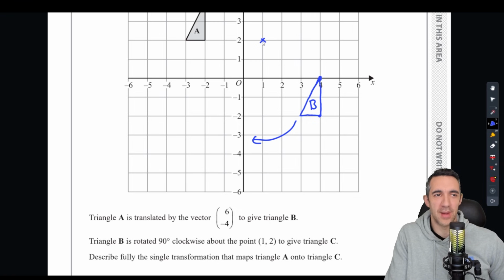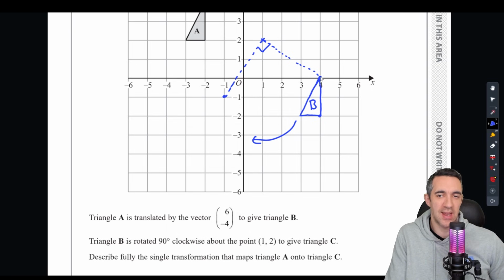You guys could obviously do tracing paper in your exam. So what I would do, if I join my rotation point to that vertex, proper name, I can now rotate that line 90 degrees. So it goes 3 across and 2 down, which means it would now go 3 down and 2 across. So that point ends up there. Okay, look, there's my 90-degree rotation.